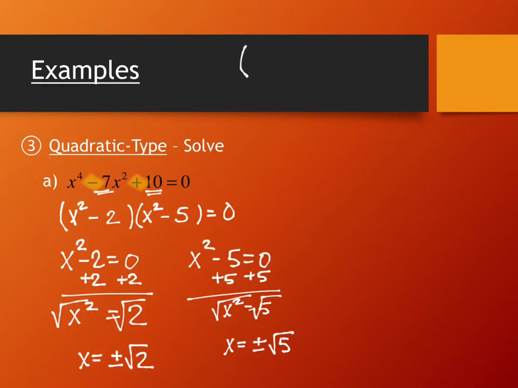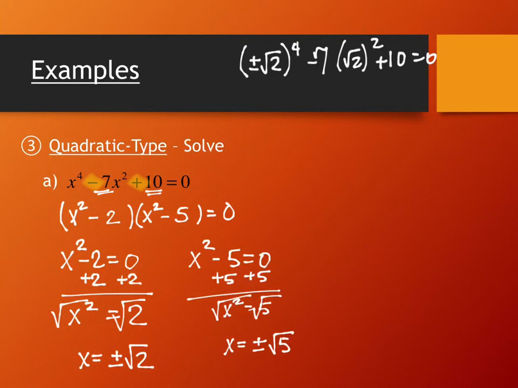So if I have, what was my first one? Positive or negative square root of 2 to the 4th, and then I have minus 7 square root 2 squared plus 10 equals 0. The square root of 2 to the 4th, if I have it like this, that's what square root of 2 to the 4th means. Two of these are going to equal 2, and another 2 of these are going to equal 2, and then 2 times 2 is 4, so the first piece is 4.